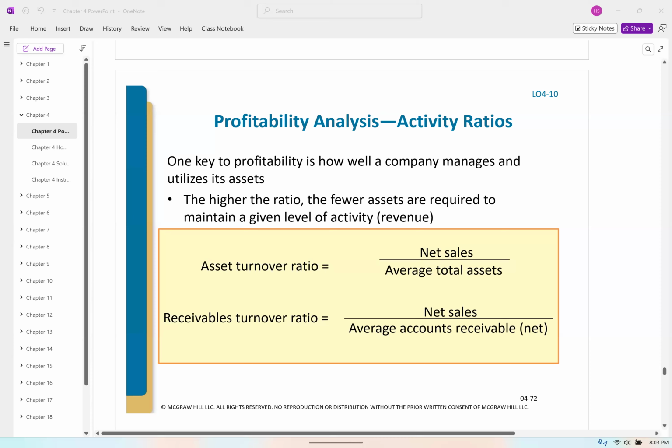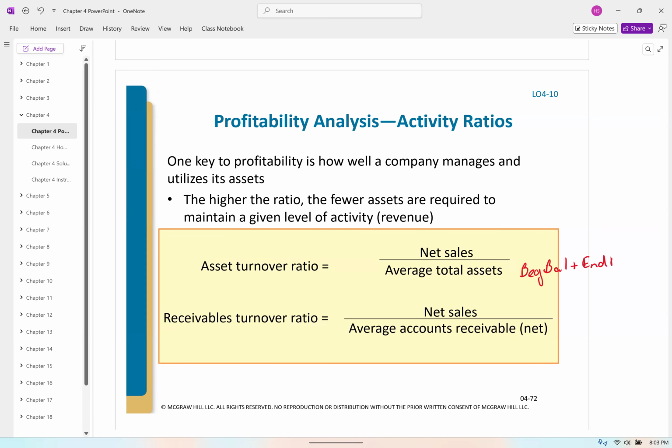All right, we are on profitability analysis and activity ratios. Some of the first ones they're going to start off with here is the asset turnover ratio, and this is where they take net sales divided by average total assets. How do you get average total assets? You take the beginning balance plus the ending balance and divide that by 2.